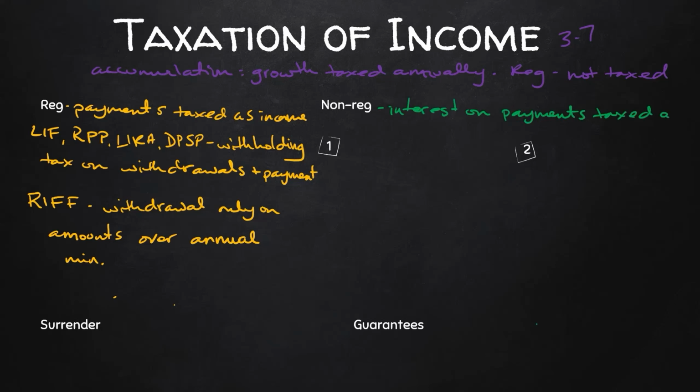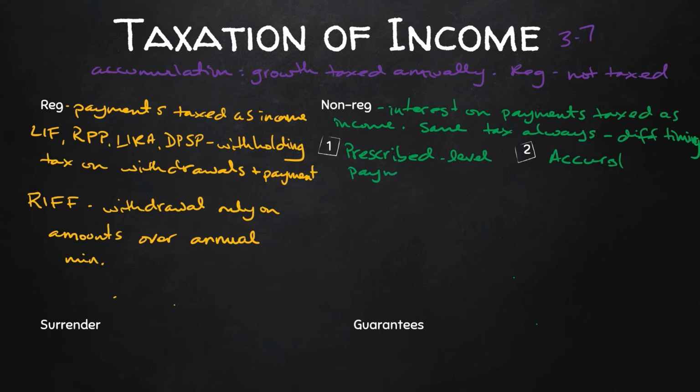Now, non-registered has two types of tax applications. Either way, the interest on the payments is taxed as income. That capital has already been taxed. And regardless of the way that you're receiving the income and the tax treatment you've asked for, the amount of tax that you pay over the length of the annuity is always the same. So there's prescribed and accrual.